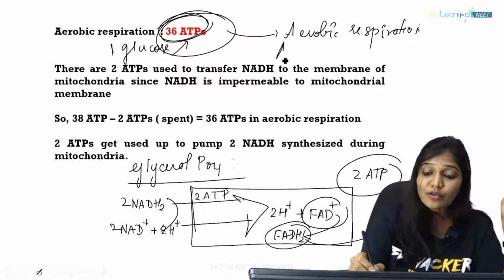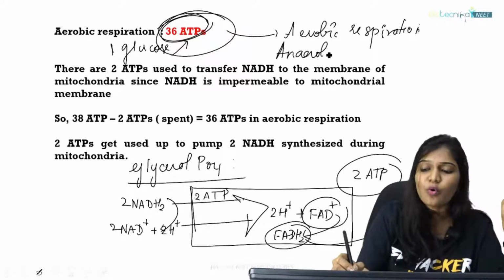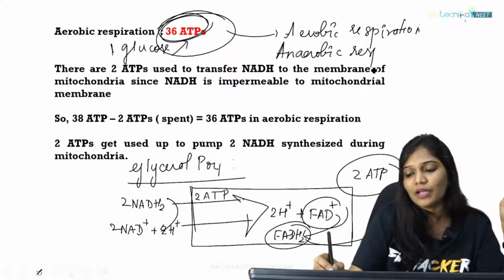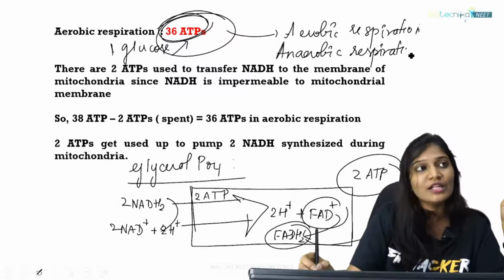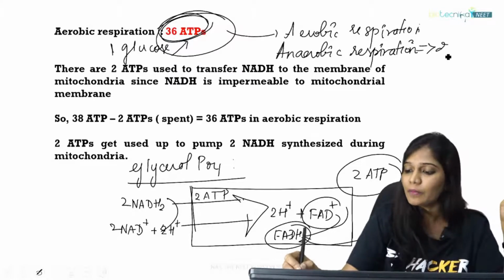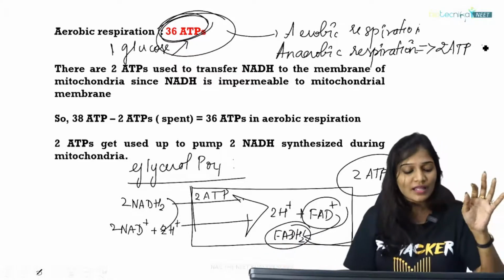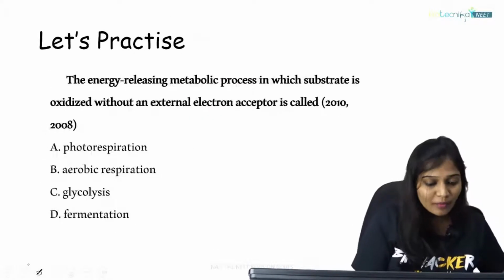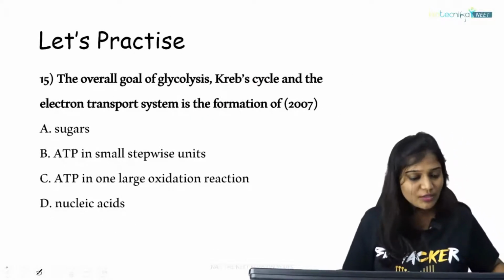In case of anaerobic respiration, we know it's going to produce only 2 molecules of ATP. Anaerobic, when there is no oxygen, produces only 2 ATP. So we have finished the complete process of aerobic and anaerobic respiration. So you can just do this question.